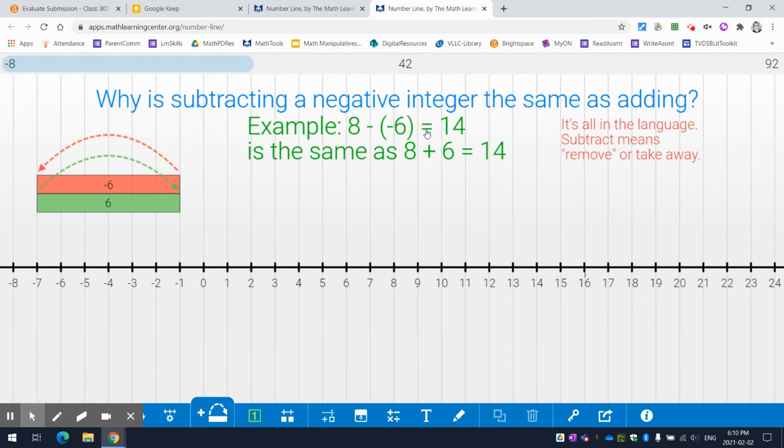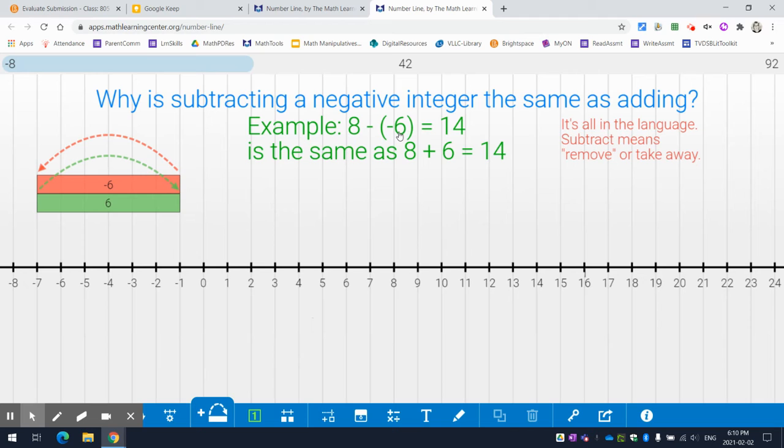8 removing negative 6 is 14. That's the same thing as 8 plus 6 is 14. We want to teach the students to understand fundamentally why, because this will help them with other operations later. First, it's important to understand that it is all in the language. When we look at subtracting, we know that that means to remove or to take away.